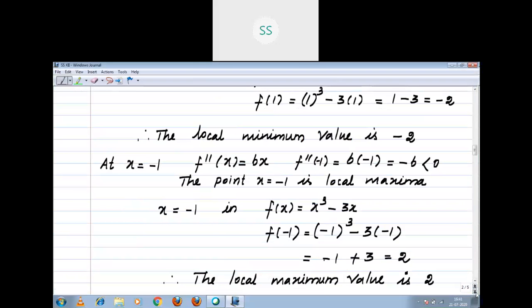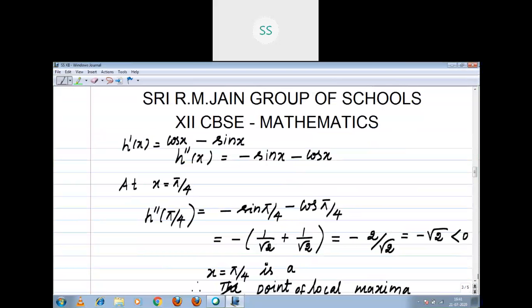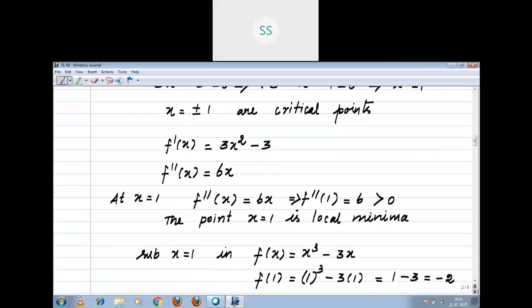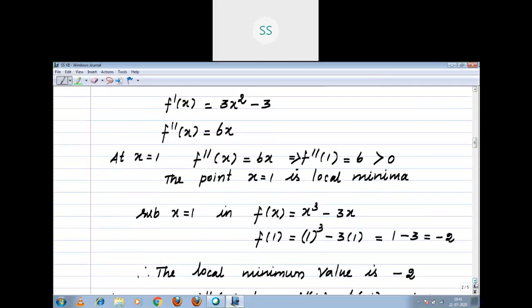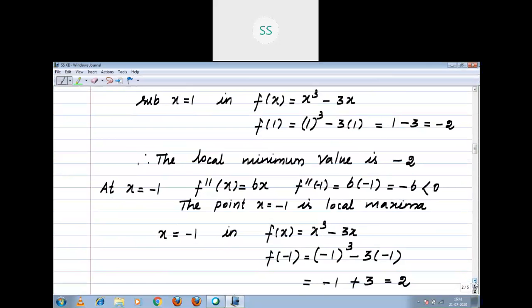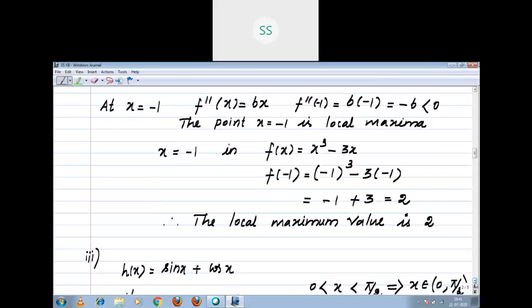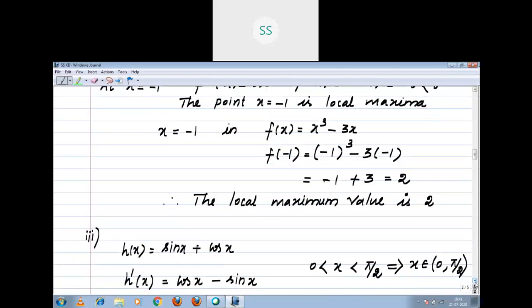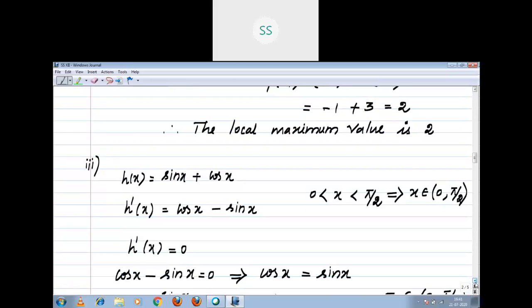See, your given function is what? h of x equal to sin x plus cos x. Here the interval is given as 0 less than x less than pi by 2. That means x belongs to the open interval 0, comma pi by 2. You are differentiating, sin x, cos x minus sin x. Then you are equating with 0. You arrived at cos x equal to sin x.